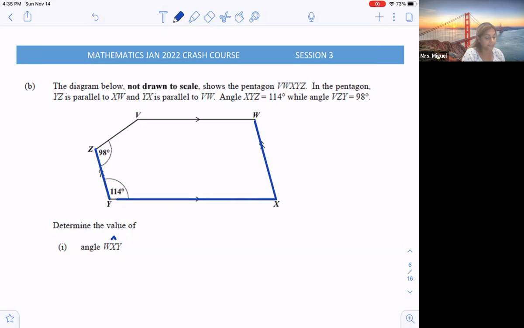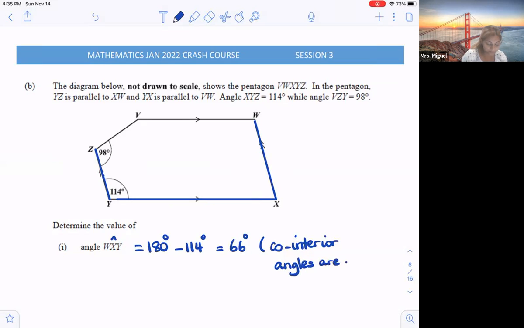So we could find the angle at X. So this is 180 degrees minus 140. And this will give us 60 degrees. The reason is co-interior angles are supplementary. What do I mean by co-interior? They are U-shaped. So that is how you spot the co-interior angles. They are U-shaped. So that is 1 mark.